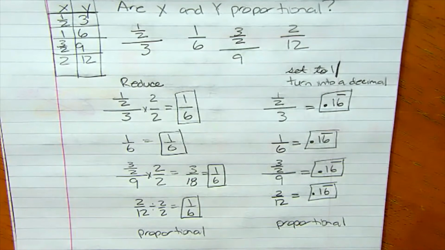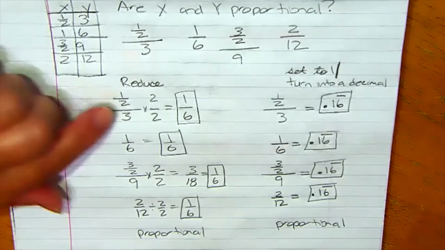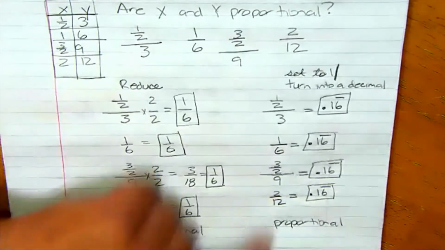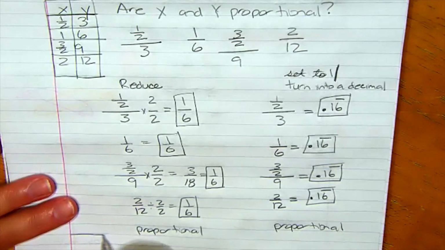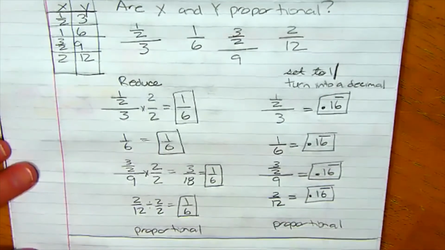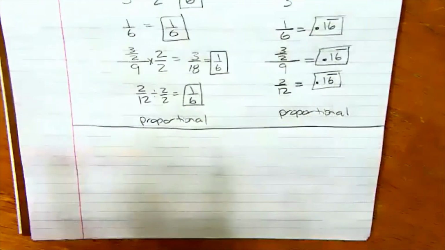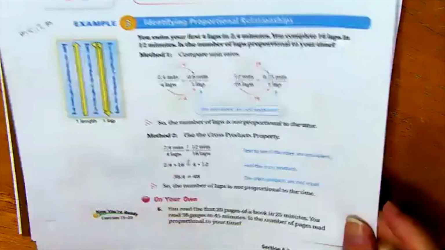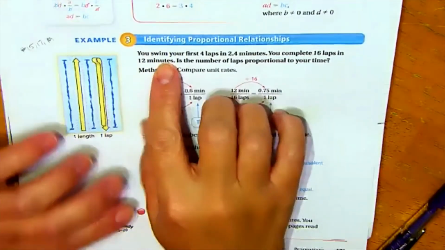Okay. So when we're given a table, sometimes it's easier just to reduce or turn into a decimal rather than cross multiplying. Cross multiplying could be a lot of work. Okay, let's take a look at our last problem. Let's take a look. So we have this problem right here.